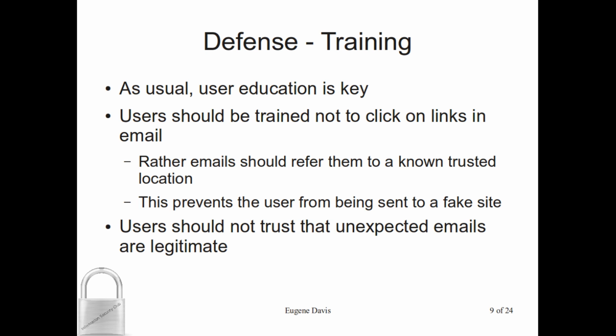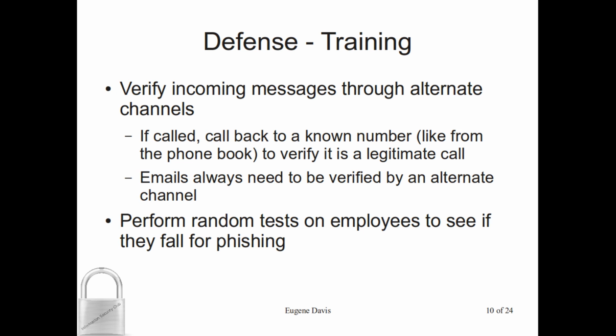Users should not trust unexpected emails even if they are actually legitimate. If the user doesn't know why this is coming to them, say it's a health behavior survey, they should not be going and following that link. They should also be trained to verify messages through alternate channels. Basically, if you're called by someone asking for information, you shouldn't just trust that number, even if caller ID says it's the number you expect, because caller IDs can be spoofed. You should, in fact, go look up in a phone book or some other verifiable means their actual phone number and call them back.